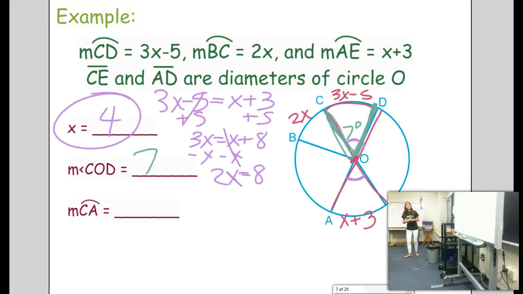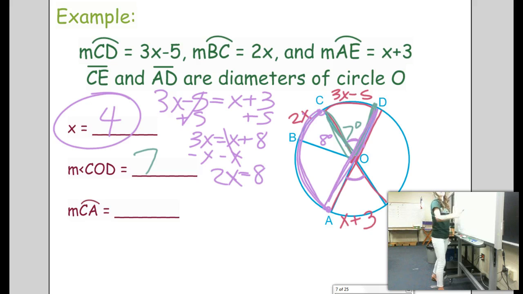Measure of arc CA. Oh, no. We don't know that arc. We need to find the measure of arc CA. Diameter. Okay. Let's find arc CB. Brett, what's the measure of arc CB? 8. 4 times 2, 8. You just plug x in. So this is 8, and this is 7, and this is a diameter. This is a weird problem. All right. So it's 8 plus 7. 180 minus 8 minus 7. That's what we're doing.